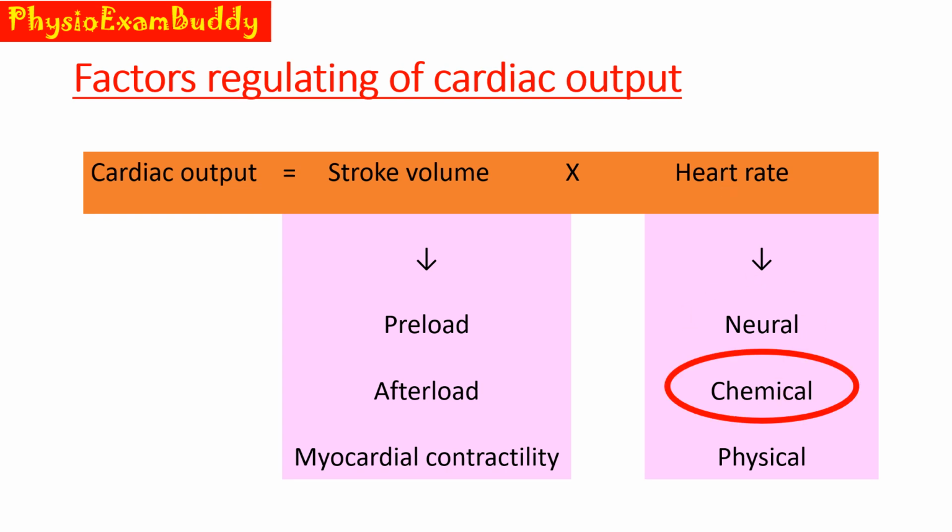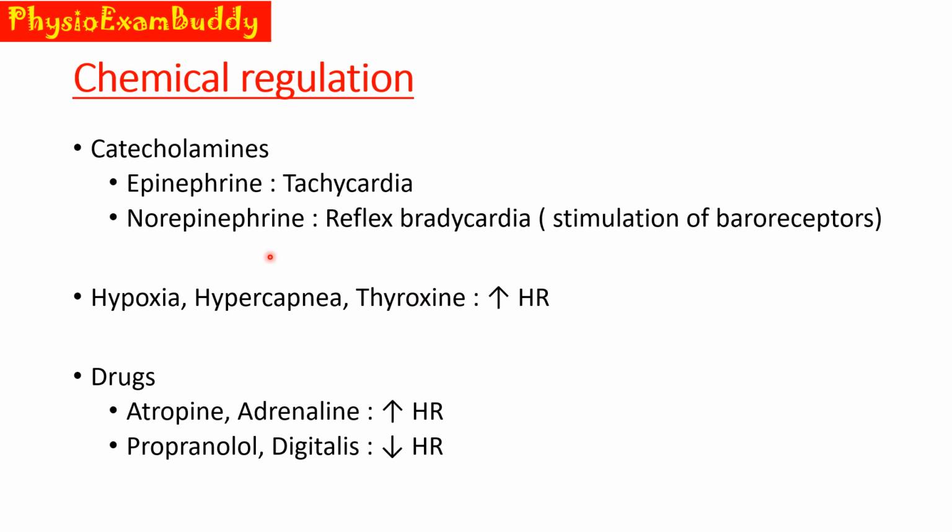Now we are moving on to the chemical factors. The first factor is catecholamines. That is, epinephrine will cause tachycardia, whereas norepinephrine will cause reflex bradycardia by the stimulation of the baroreceptors. Then hypoxia, hypercapnia as well as thyroxine will increase the heart rate. Drugs like atropine and adrenaline increase the heart rate, whereas propranolol and digitalis are found to decrease the heart rate.